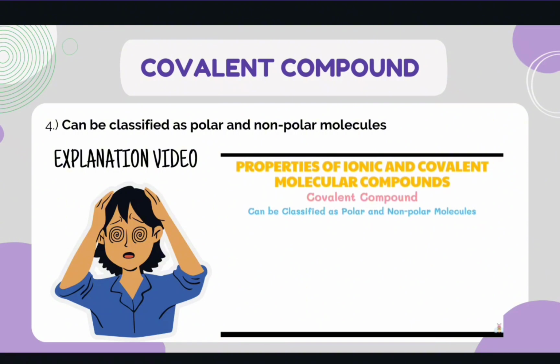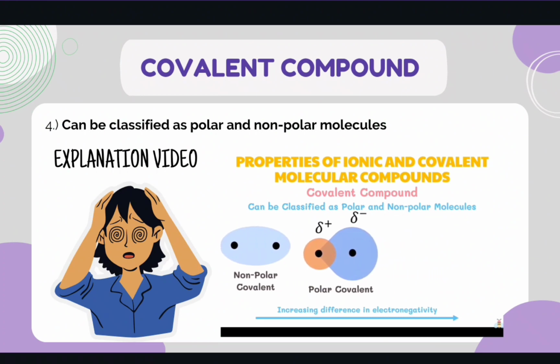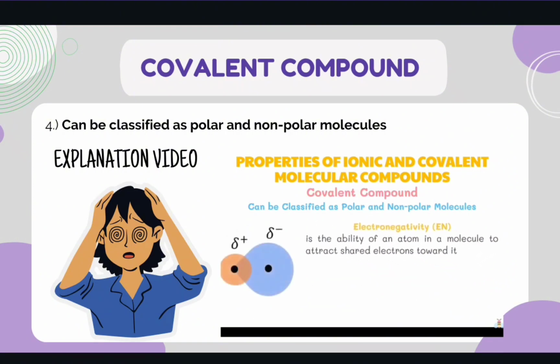Covalent molecular compounds can be polar or nonpolar. The polarity of molecules results from the differences in the electronegativity of the bonded atoms. Electronegativity is the ability of an atom in a molecule to attract shared electrons toward it. The greater the electronegativity of an atom, the stronger is its ability to attract shared electrons towards itself and away from the less electronegative atom.